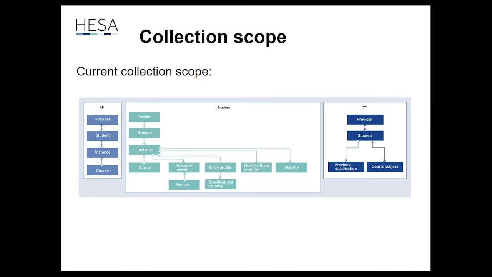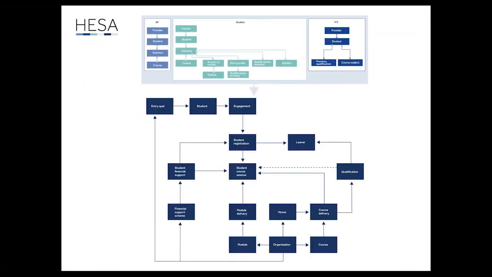As a lot of you will be aware, Data Futures aims to take 3 current collections and translate those into one new data model. So we've got our alternative provider student record, our student record, and the initial teacher training record. And the aim of our collection design and detailed design phases was to combine those into one new data model. And here you have a simplified version of that overall model. That is a translation of those current collections into this new model here.